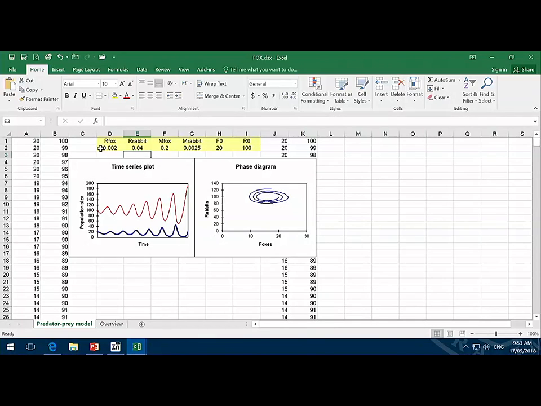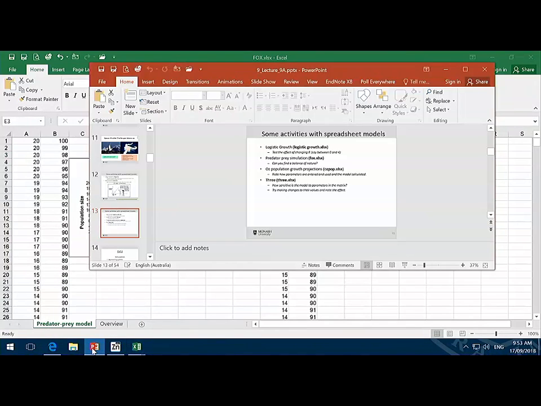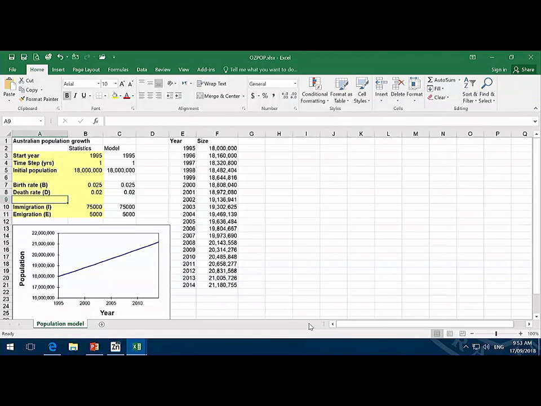So I challenge you to find some stable things for the rabbit. All right, let's have a look at the Australian population. Okay, so here we're just taking some very simple kind of features into account.